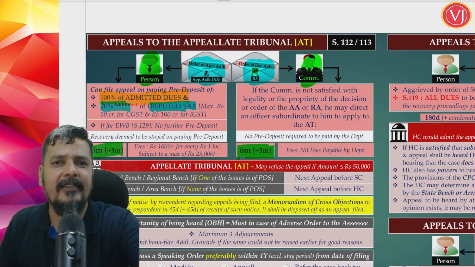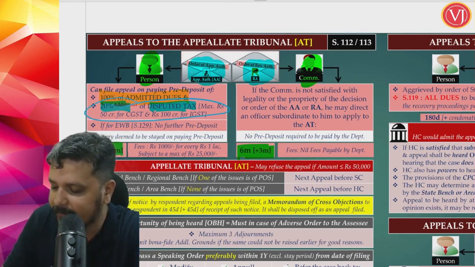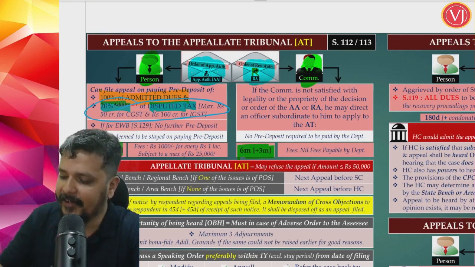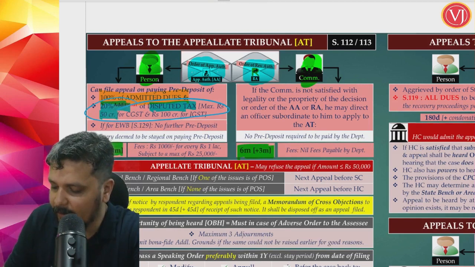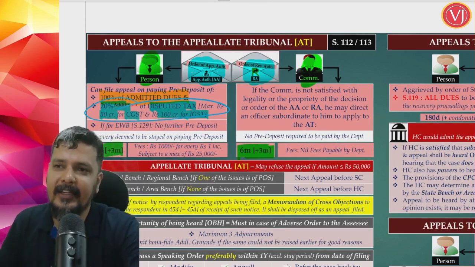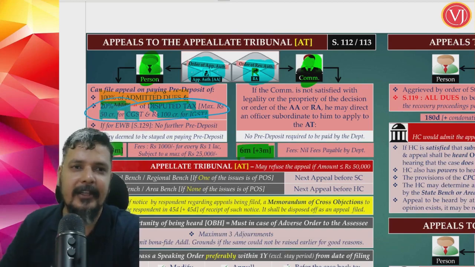Doubling. There was 10%, here it is 20% of the disputed tax. So only this technically is pre-deposit. What is the maximum limit? Double it. CGST 50 crores, SGST 50 crores, IGST 100 crores. Right? But that is the normal case.